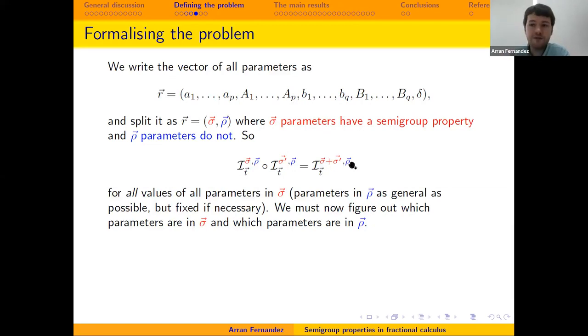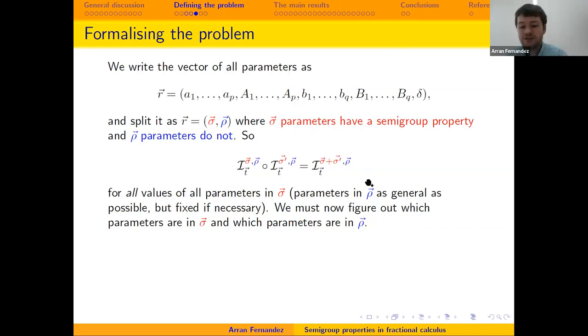This should be true for all values of the red parameters. For the blue parameters, it's nice to make them as general as possible, but we can fix them if necessary. So the thing we're solving in this talk is to figure out which parameters are red and which ones are blue. We have 2p plus 2q plus 1 parameters, and we need to split them into red ones and blue ones.